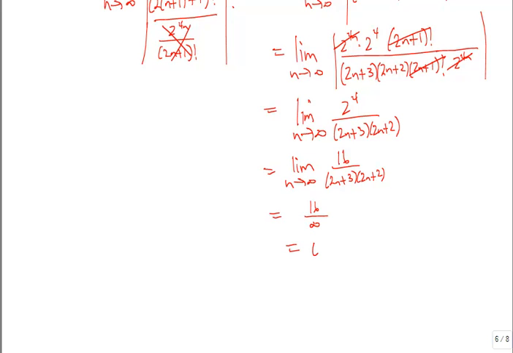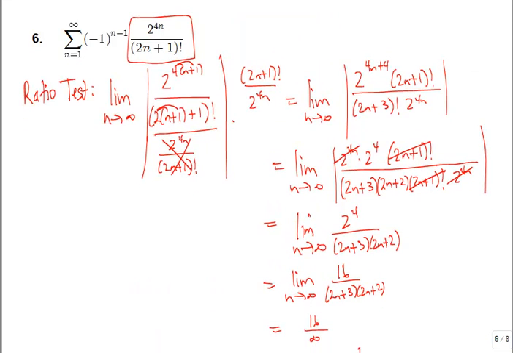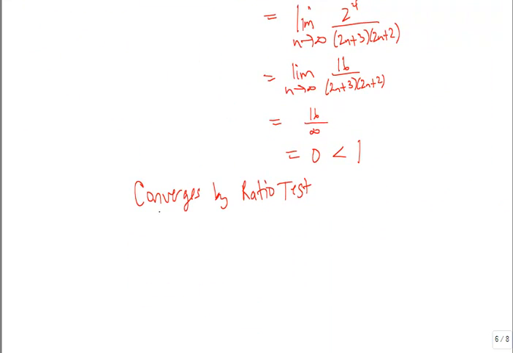So this is going to go to 0, which is less than 1. So that's the convergent case. So that means this converges by the ratio test. And remember that it had that alternating piece in it because it had the -1 to the n minus 1. So when I say that this converges, I'm actually saying that it converges absolutely.